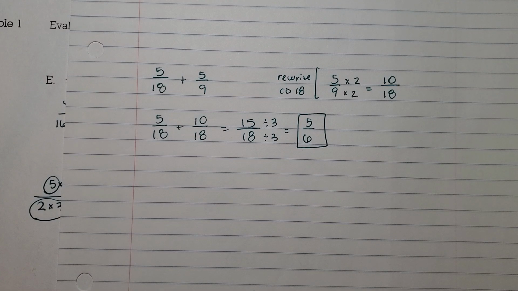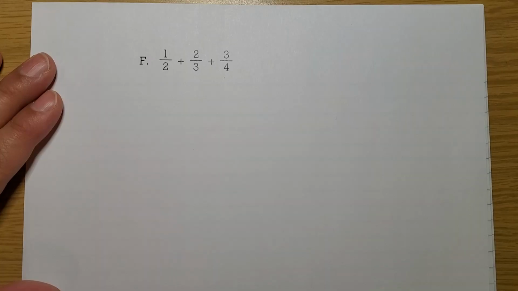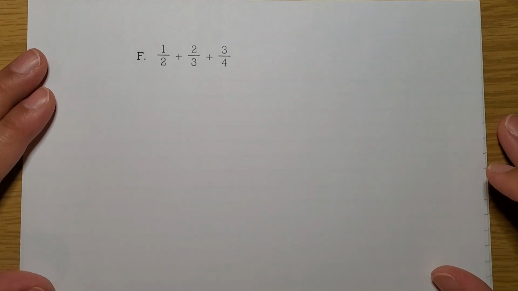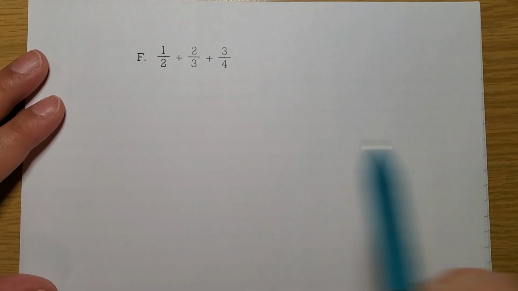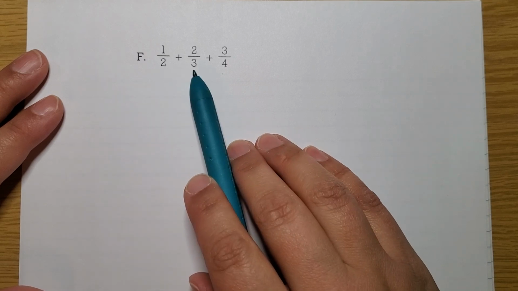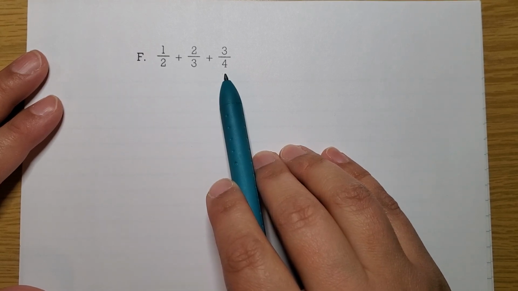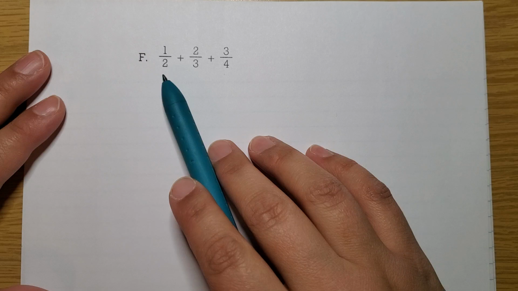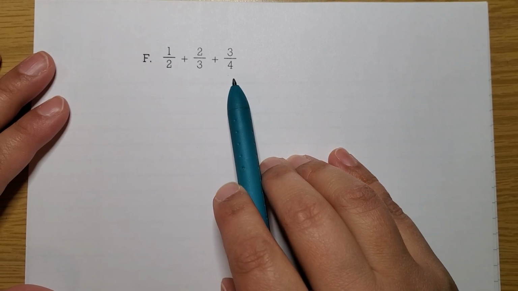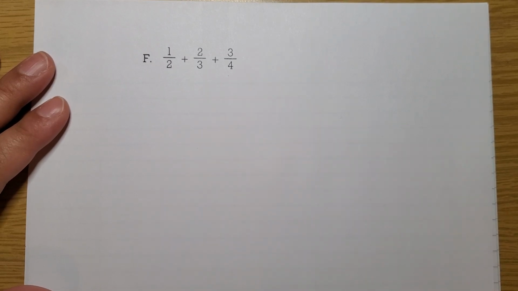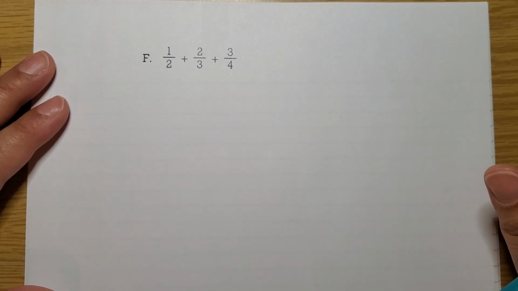So that being said, let's do another example together, and this time we'll have 3 fractions. Okay, so this time our 3 fractions are 1/2 plus 2/3 plus 3/4. And all 3 fractions have different denominators. So we want to find a denominator that is common to all 3 fractions. Again, you can use whatever technique you would like to use. I'm going to use a shortcut for this one.